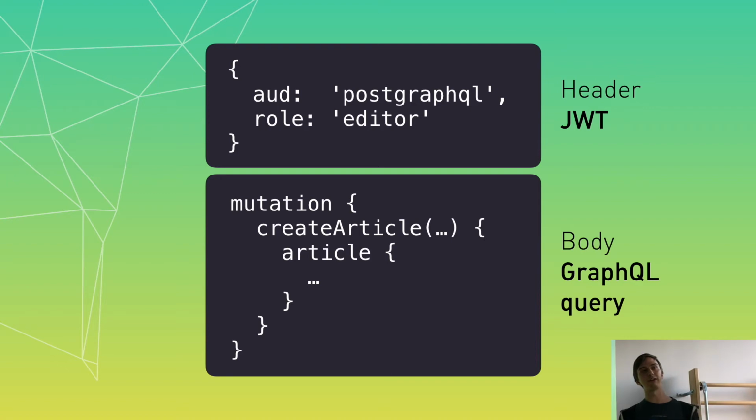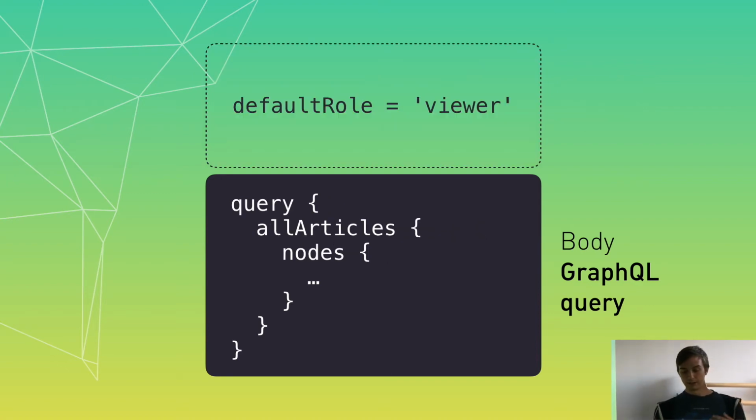As we defined, the viewer only has select on the database. We can define the default role as viewer. So when my HTTP header is just empty, I default to the role called viewer. And then I can still query all the articles, but the mutations aren't available to me, right? And that's how access control works in PostGraphQL.